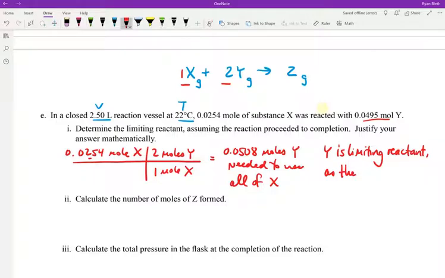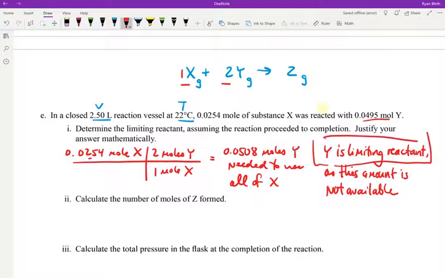As this amount is not available. Okay, so Y is the limiting reactant.